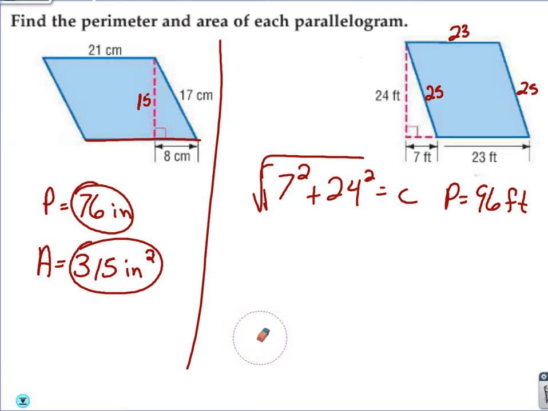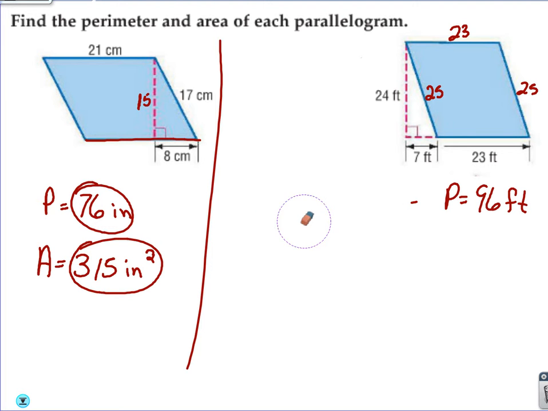Area, like I said, area is going to be easy on this one. Area is equal to base times height. The base is 23. The height is what? 24. So you're simply doing 23 times 24, which gives you 552 square feet. Any questions?